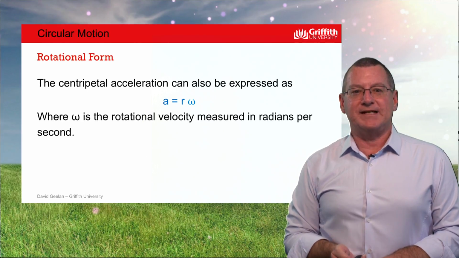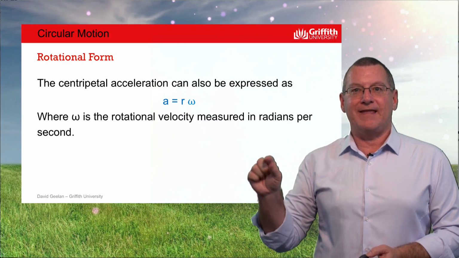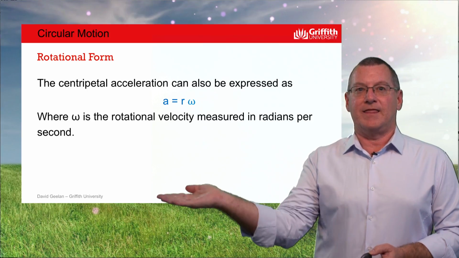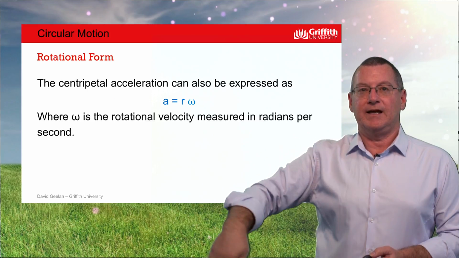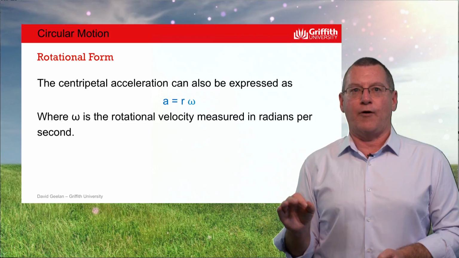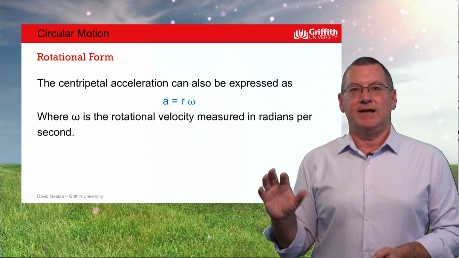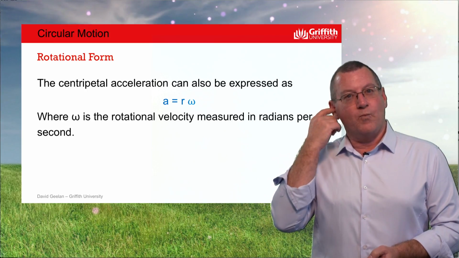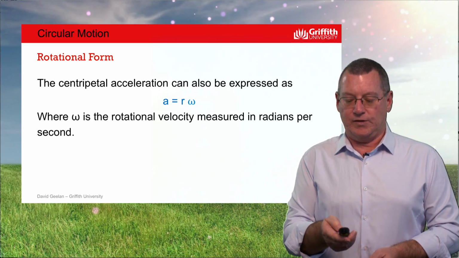We can also express it in terms of angular velocity. So rather than the velocity of the particle at an instantaneous time, the angular velocity of the radius itself spinning around. And if we do that, it changes from a equals v squared over r to a equals r omega squared, where omega is the rotational velocity in radians per second. So that one is also helpful to have. It might be new to you, but we'll try and work, as I say, across those spaces.